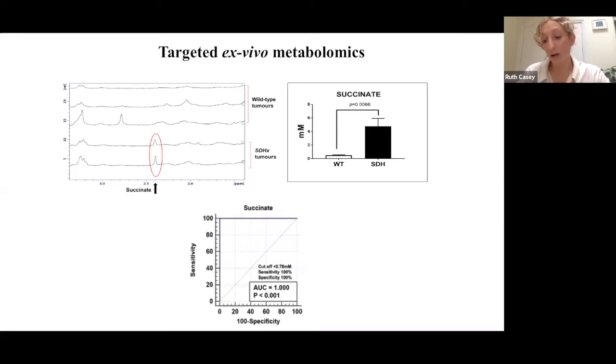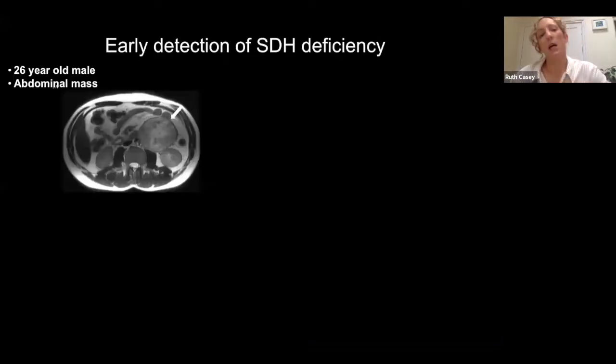So armed with this information, we wanted to examine this in vivo. So look for succinate accumulation in tumors in patients before they've had surgery, because it may alter their management. And I did this in collaboration with Mary McLean and Ferdy Gallagher about 2 or 3 years ago now during my PhD. And this is an example of such a case.